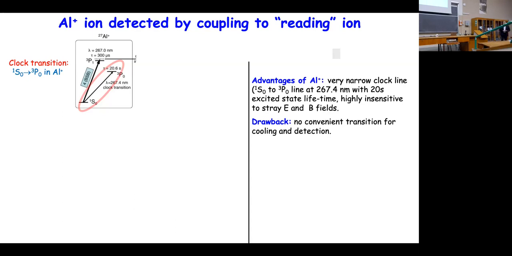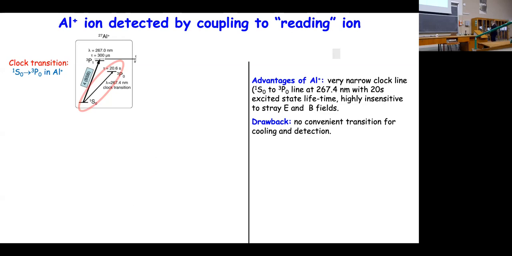In fact, the experiment was done in Boulder by Dave Wineland and his colleagues, and they found out that aluminum has a very good transition. You see here the transition at this wavelength, 267 nanometers, a UV transition. It has a very long lifetime in the excited state, so it's a very good clock transition. But the drawback is that there is no convenient transition for cooling and detection. There is not a good transition for looking at the fluorescence and for cooling the aluminum ion.